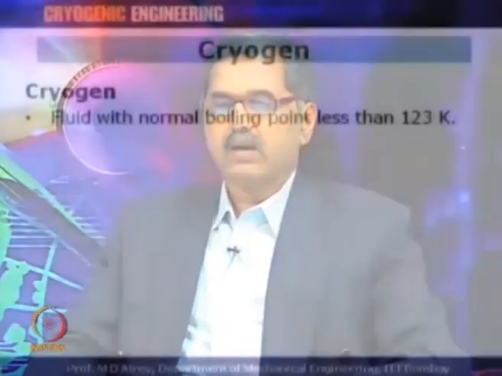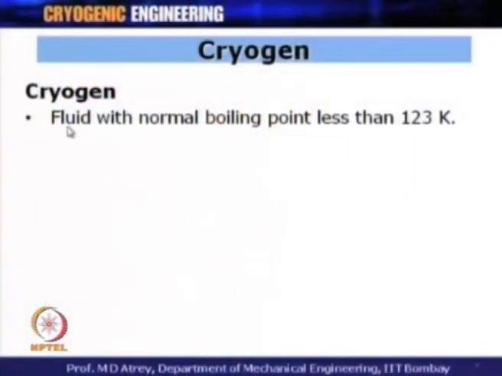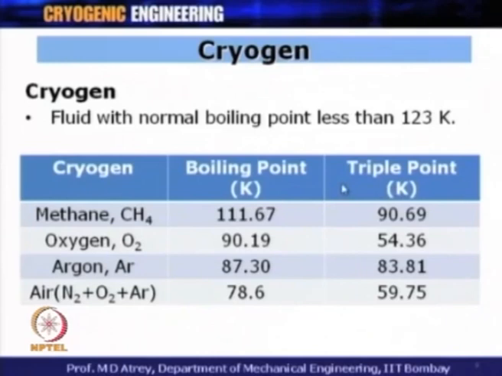Now, the cryogenic fluids are normally referred to as cryogens, which are fluids with a normal boiling point less than 123 Kelvin, which we have seen earlier. Now, there are different cryogens. We have methane, which has a boiling point of 111 Kelvin and a triple point. That means, if you go on reducing the temperature of the liquid, it will become solid at 90.69 Kelvin. Similarly, oxygen has a boiling point of 90.19 and it has a triple point, that means it will get solidified at 54 Kelvin. Argon is at 87 Kelvin and 83 Kelvin.